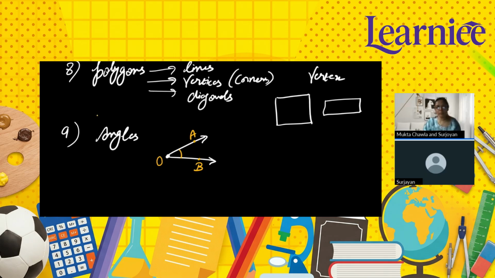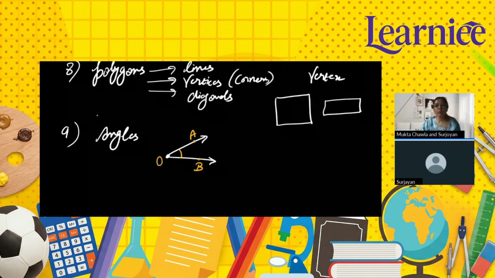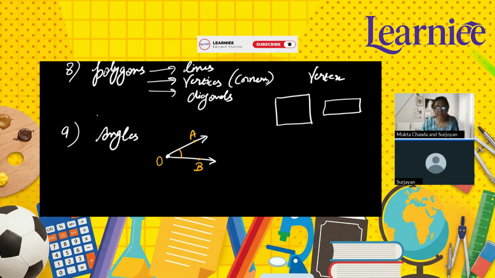How can you pronounce this angle? OAB or BOA? No, I mean how are you going to name it? Labeling we have already done. Oh, so like angle O. Very good. Whatever is the center alphabet, that is the vertex. So if I have to name it, I'll name it as AOB.